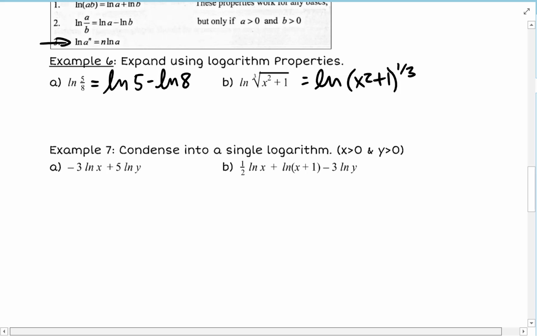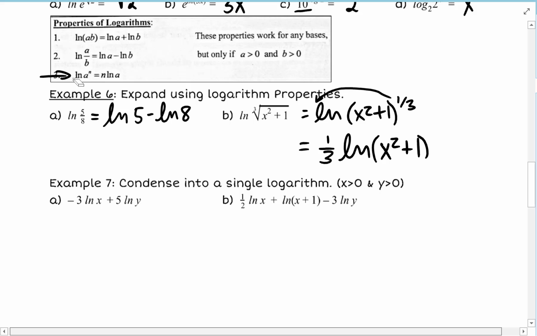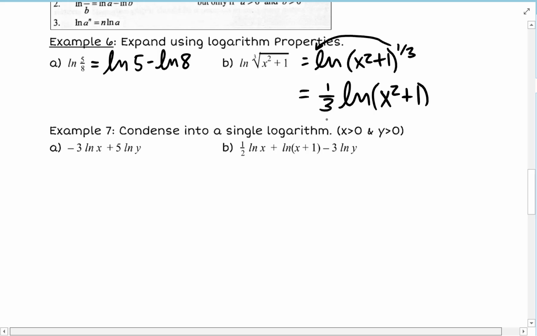because we do have a rule for powers here. To the 1/3. Now, when you have a power, you're taking the natural log of something to a power. That power pops down to the front and becomes your coefficient. So now you have 1/3 natural log of x squared plus 1. Can I simplify that? Do I have a rule for the natural log of a sum? No. So that is as far as we can expand this.